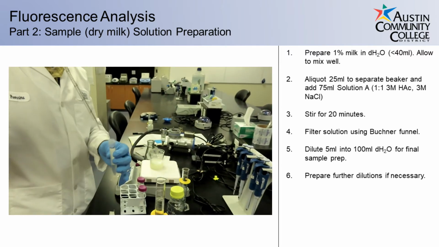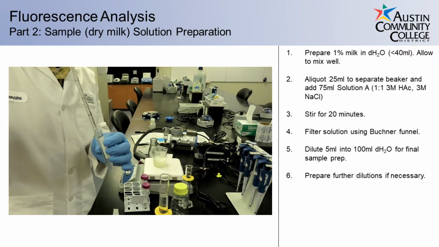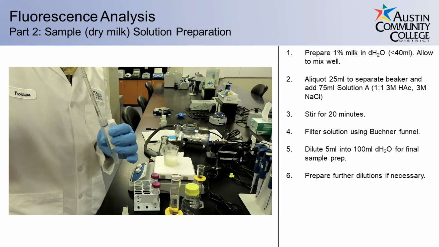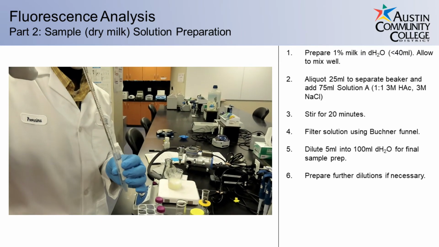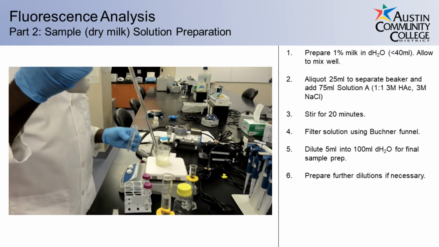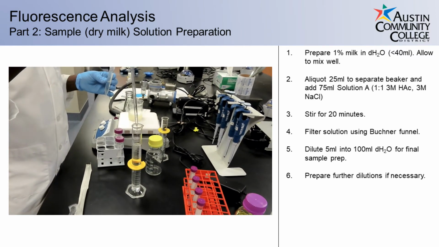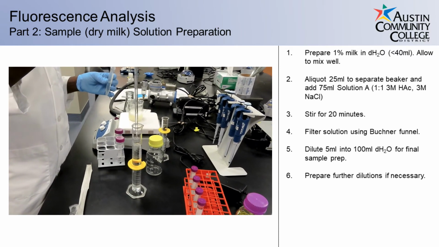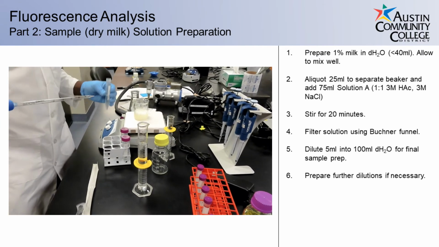Dilute 5 milliliters of the clarified sample into 100 milliliters of water. This is your final sample and is ready for use. You may be required to prepare further dilutions if unknown sample is too concentrated for the instruments to read.